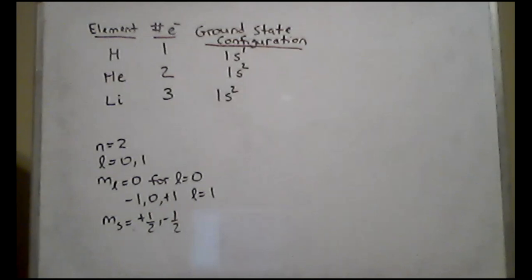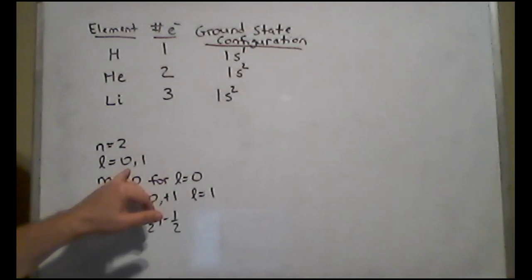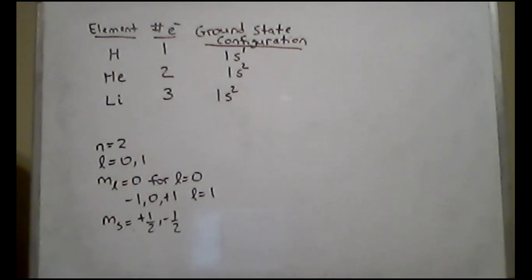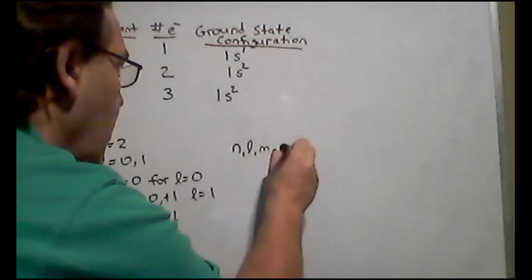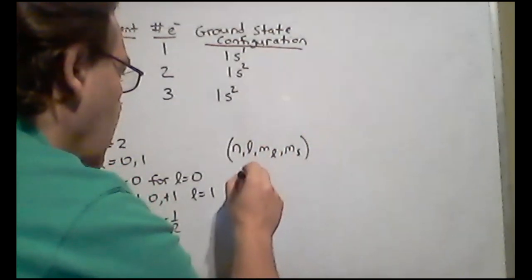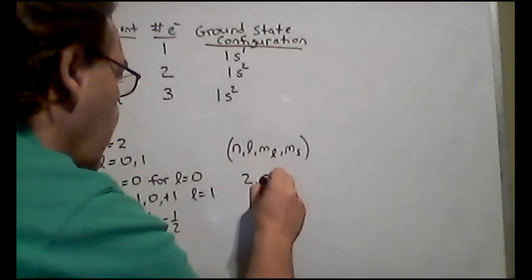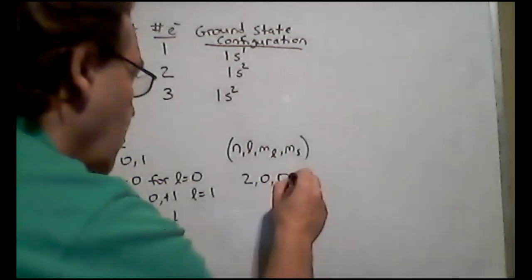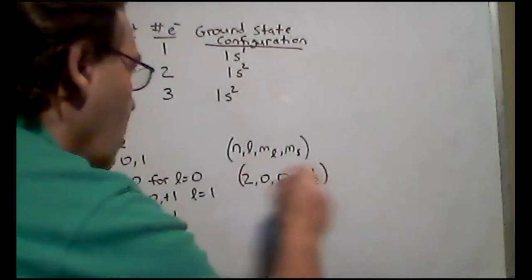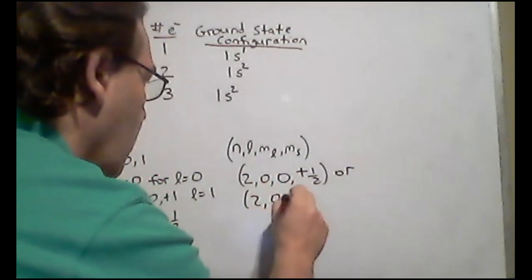All right, so for lithium, my third electron has got to be in an N equals 2 state. Now the question is, what do I do? I fill up the L value starting from the lowest value. So the lowest state could be N, L, M sub L, M sub S. I'm N equals 2, but I'm going to start from the lowest value of L, which is 0. If L is 0, I'm stuck with M sub L being 0. I have 2 ways to make that happen: 2, 0, 0, plus 1/2, or 2, 0, 0, negative 1/2.